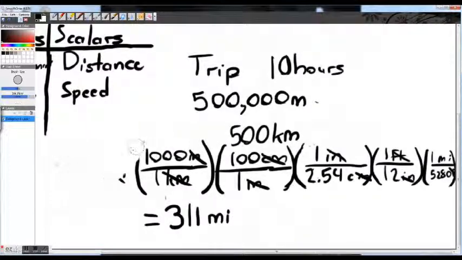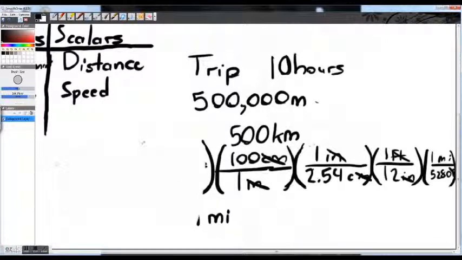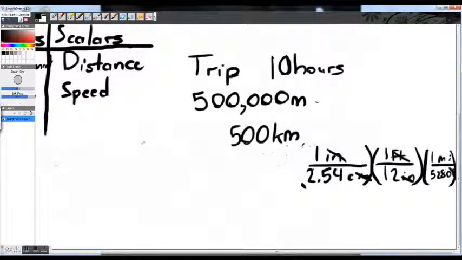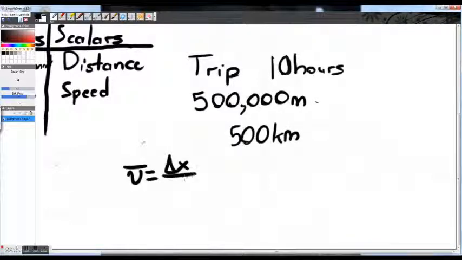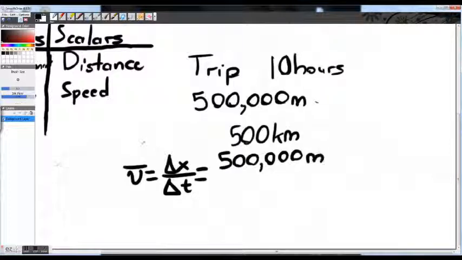Okay, now we have a 311 mile trip, and since we are using SI units, the metric system, we'll use 500,000 meters. So we have 500,000 meters in 10 hours. So what we're getting here is actually an average velocity. We can't expect that the driver is going to be traveling at a constant velocity the whole time. But this is basically what the traveler's velocity would be.